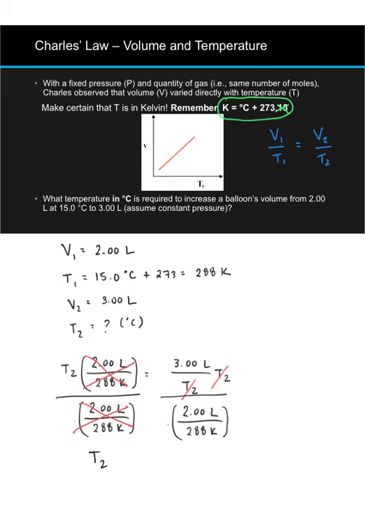Eventually, we'll find that units of liters cancel, and we'll just be left with Kelvin temperature, like we'd expect for this problem. If we punch into our calculator 3 divided by 2 divided by 288, we end up with 432 Kelvin.